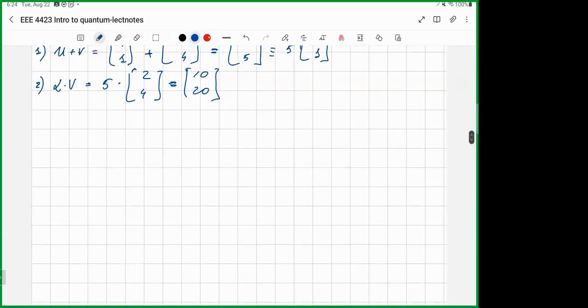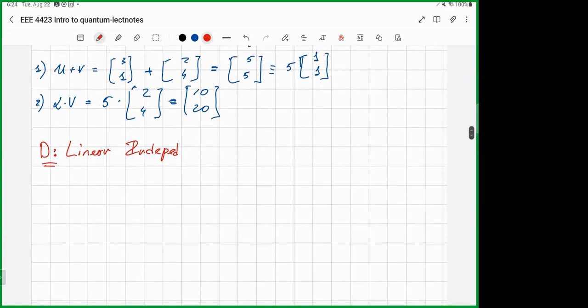So the next concept, which I also highlight in red, is the concept of linear independence. Professor, what does this D stand for? Definition. Okay, got it. Thanks.